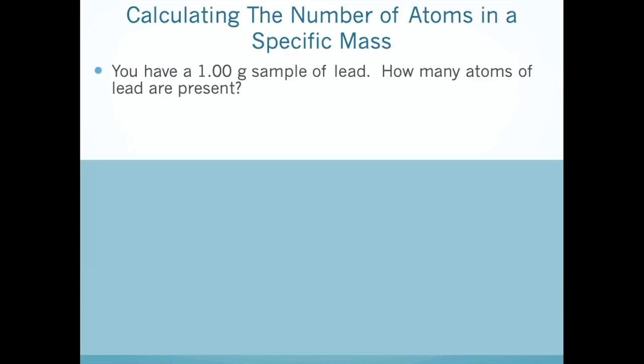So let's try a problem out and see if we can apply this. You have a 1 gram sample of lead. How many atoms of lead are present? So let's think about how we want to set this up. We are starting off with grams. Our periodic table is giving us the number of atomic mass units for lead, so that relationship between atoms and atomic mass units. So we're going to need one more conversion factor, and that's between grams and atomic mass units, which I had a couple of slides ago. So keep that in mind.